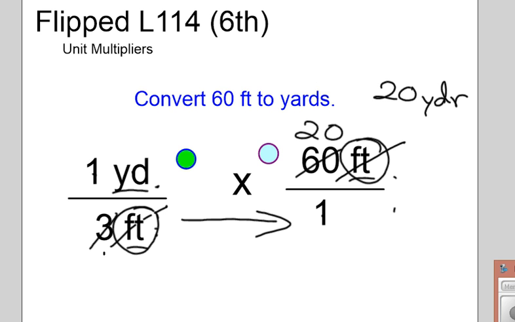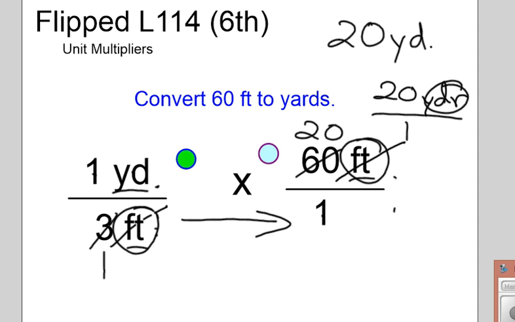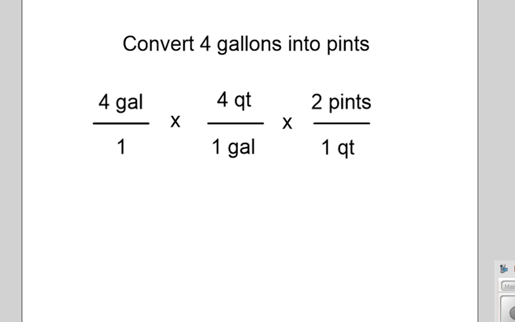And the 3 became a 1, and the foot we eliminated, and so really you're left with 20 yards over 1. And in the end, we'd simplify it to just 20 yards. So that's dealing with labels in that sense.